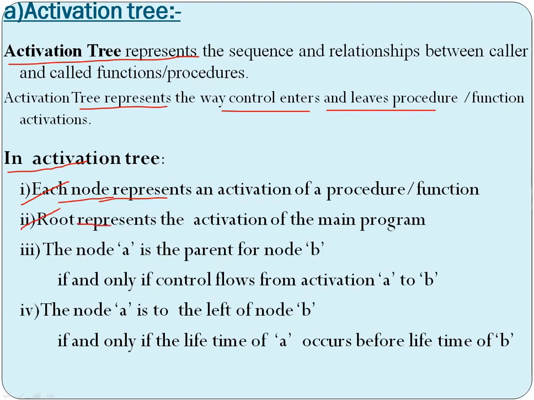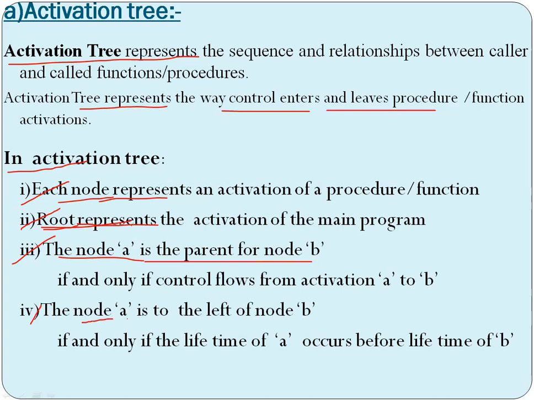The root node represents the activation of the main function. Normally every program contains one main function, and that is executed first when I execute the program. For that reason, the root node always represents the main function. The node A is the parent of node B if and only if the control flows from activation A to B. That means when function A calls function B, only then is A the parent of the B node.